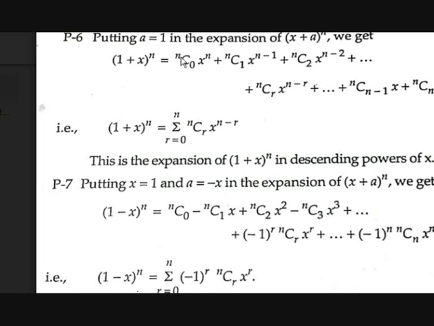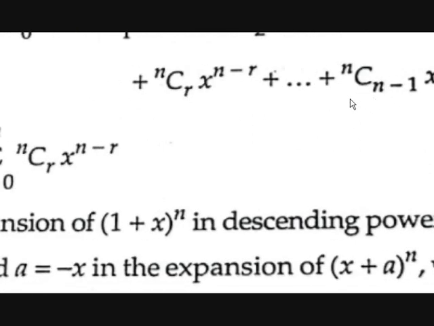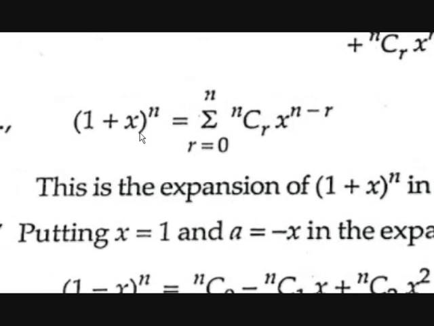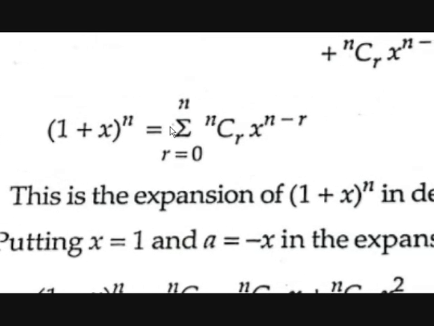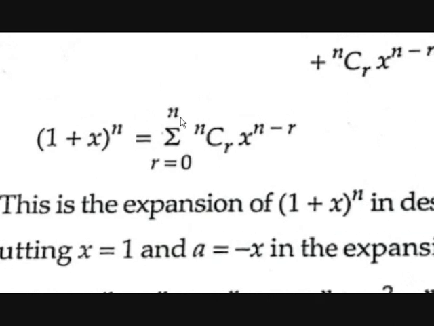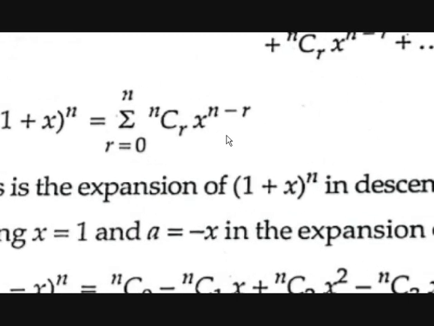(1 + x)^n is equal to nC0 x^n + nC1 x^(n−1) + nC2 x^(n−2) plus and so on until nCr x^(n−r) plus and so on until nC(n−1) x + nCn. There is no need to mention 1, right? Or generally you can write it like (1 + x)^n is equal to the summation of r = 0 to n of nCr x^(n−r). Okay, before you got nCr x^r, but now we got nCr x^(n−r).